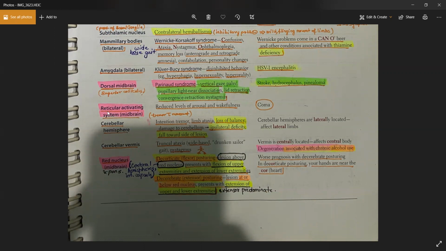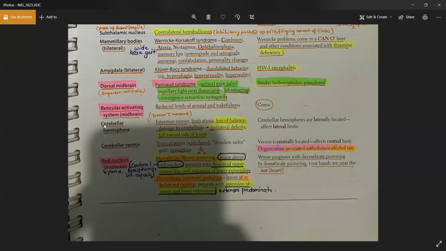Then you have the reticular activating system, and I told you that this reticular activating system, present in the midbrain, is responsible for consciousness, right? So if you get damage of this RAS, you will get loss of consciousness. You will get coma ultimately, right?